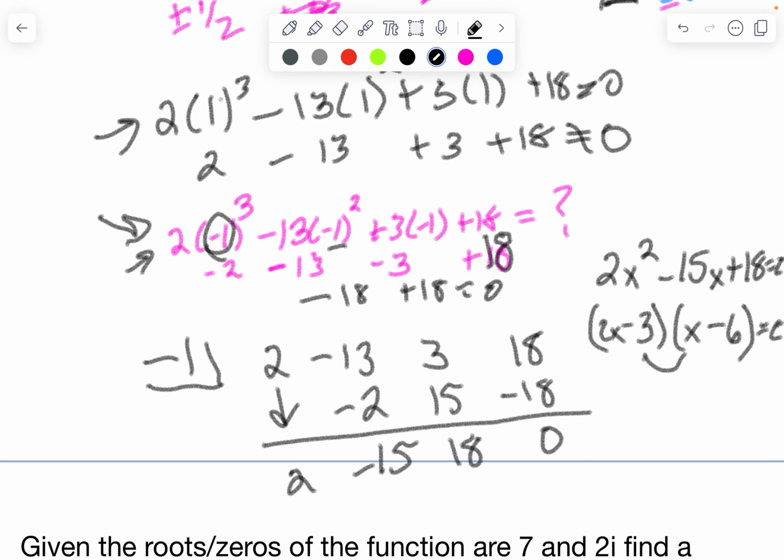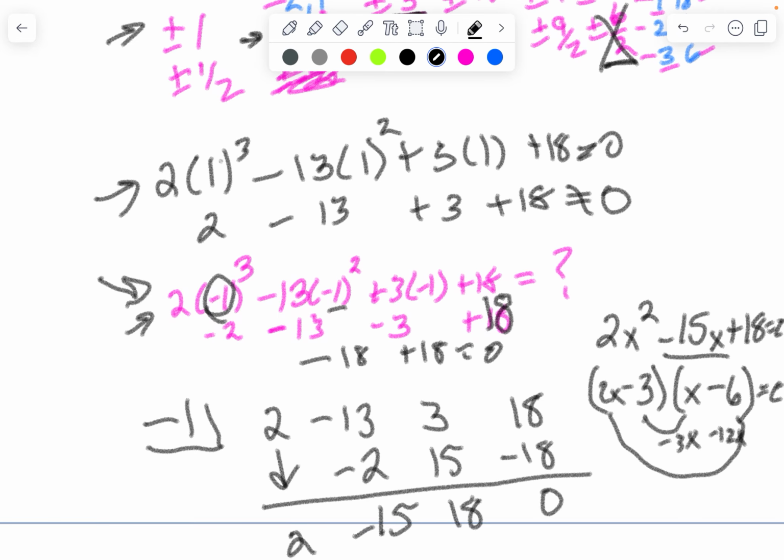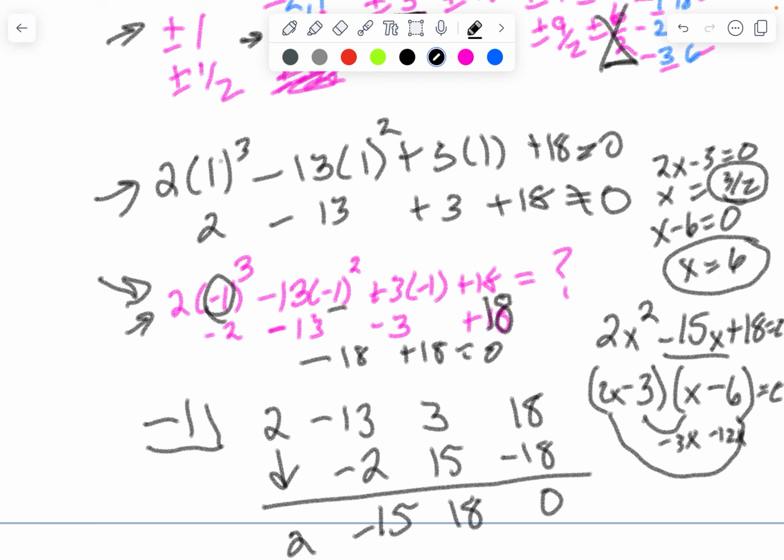If you check the middle two, we've got negative 3x. If you check the outside two, we got negative 12x. That's indeed negative 15x. So you set both of those to 0, and I'm out of room. I don't want to mess up my stuff in the bottom. So you go 2x minus 3 equals 0, and x minus 6 equals 0. And so this one is 6. This one is 3/2. And again, I'm skipping some steps there because it's the same as above.